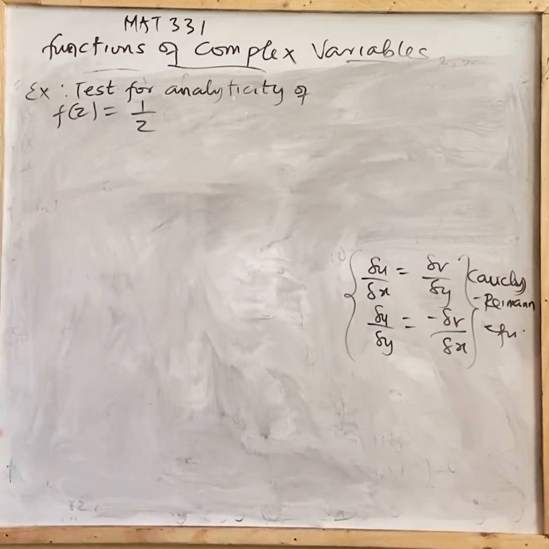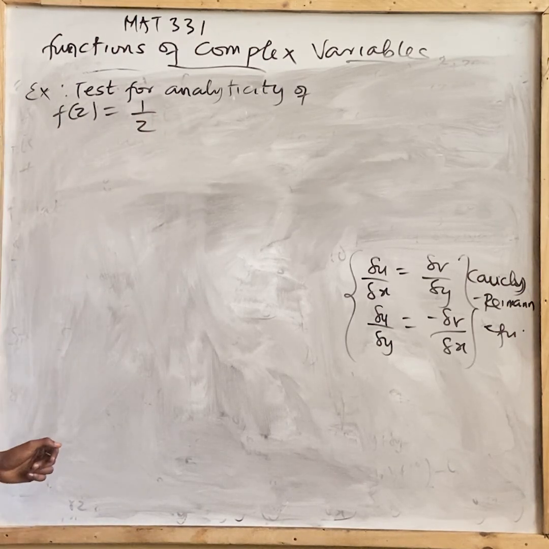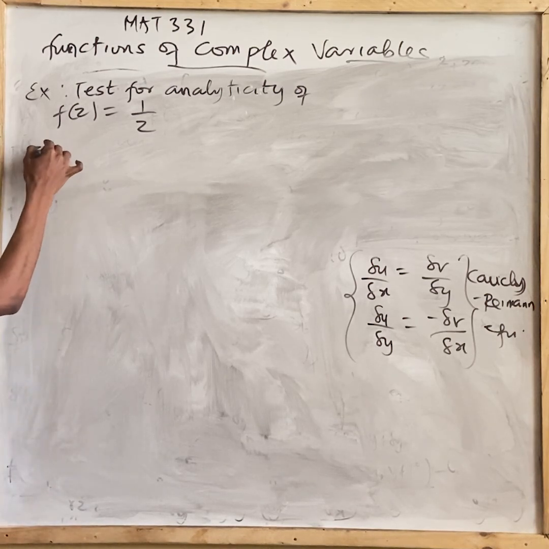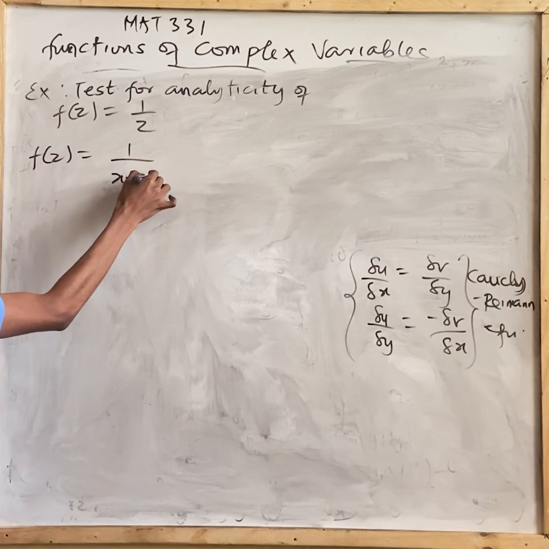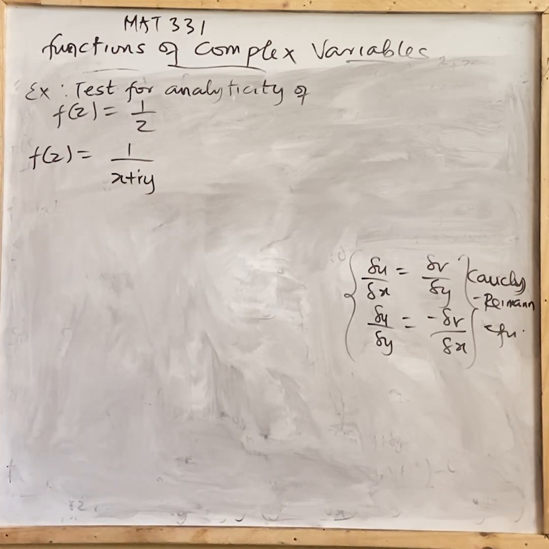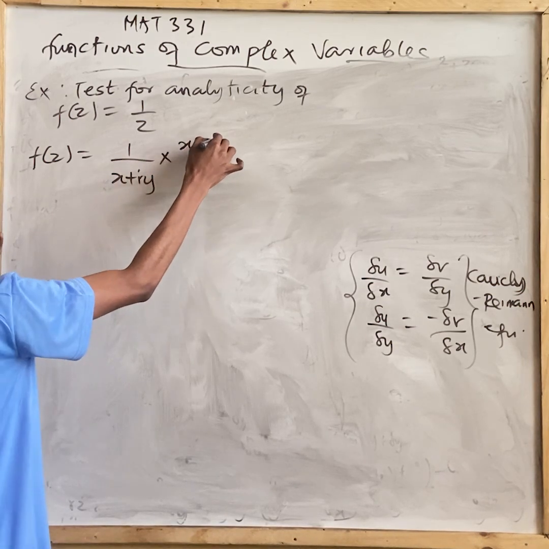Now, what do I need? The first thing is that I have to separate this function into real and imaginary parts as we have done earlier on. So if I have f of z equals 1 over z, I know that z is equal to x plus iy. Then, for me to separate, I will rationalize this one by multiplying by the conjugate.